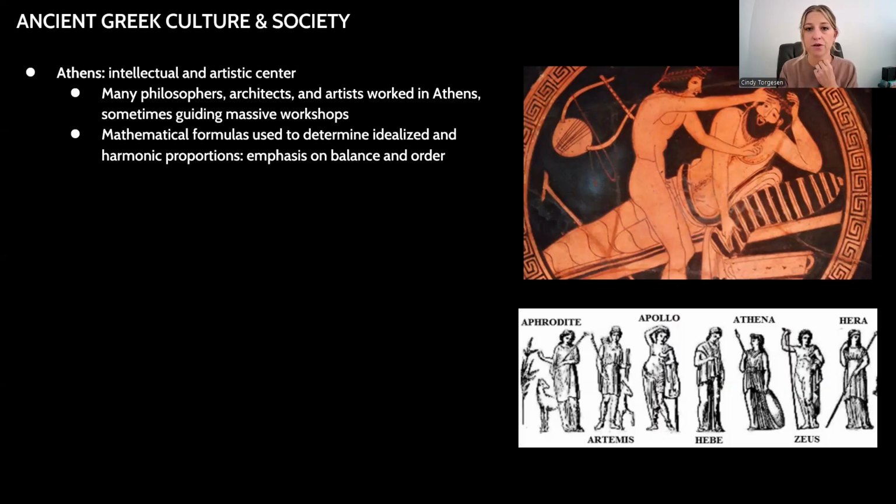Mathematical formulas used to determine idealized and harmonic proportions were often used. The ancient Greeks were very interested in the study of many different areas of the sciences, math, art. They were interested in progressing and learning new things all the time, and all of those things became incorporated into the different things that they made.